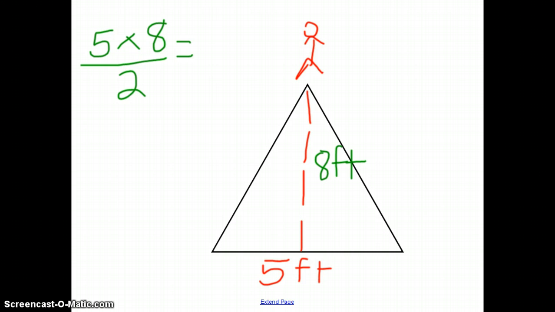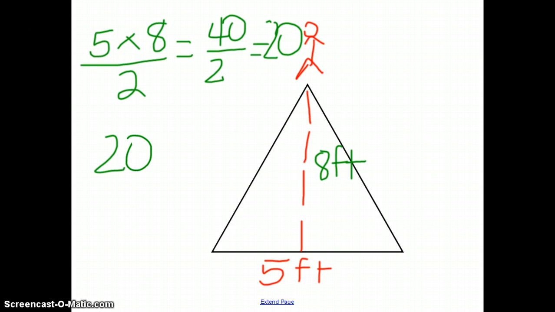So let's go ahead and solve that. What's 5 times 8? Okay, 40. We still need to divide by 2. So 40 divided by 2 is 20. Okay, so this triangle right here is 20, but our label, again, if we're taking feet times feet, we're going to have feet squared. Okay? Let's try another one.